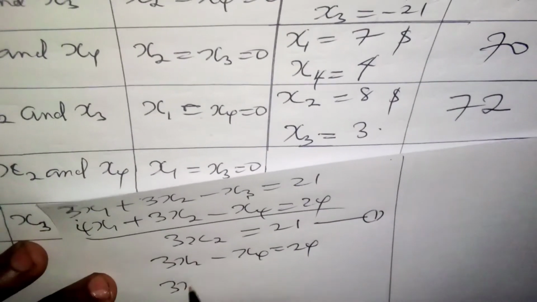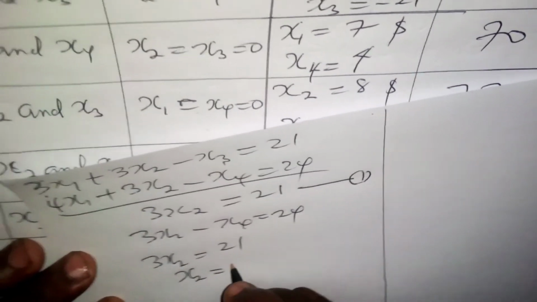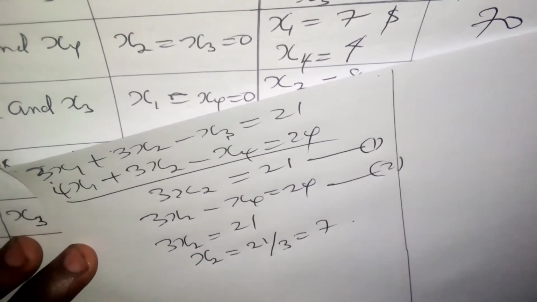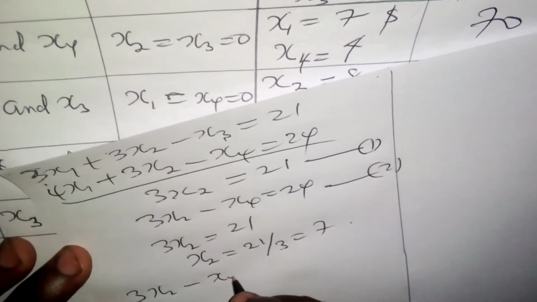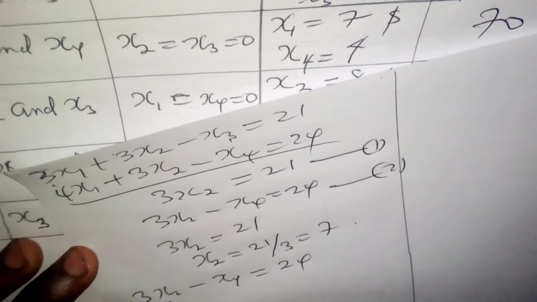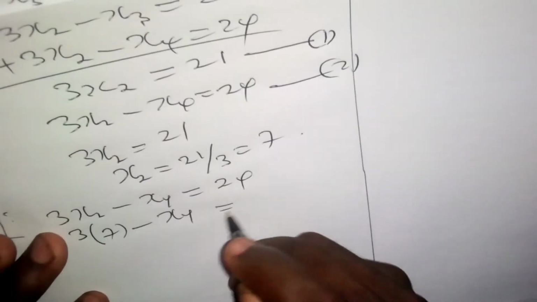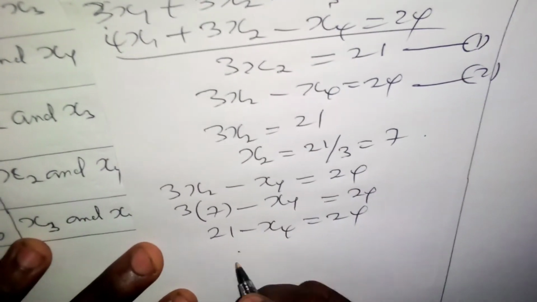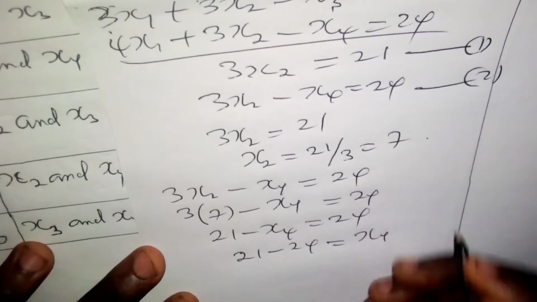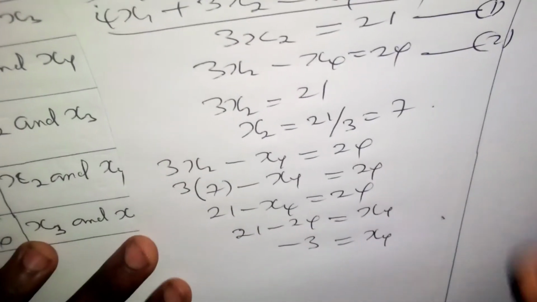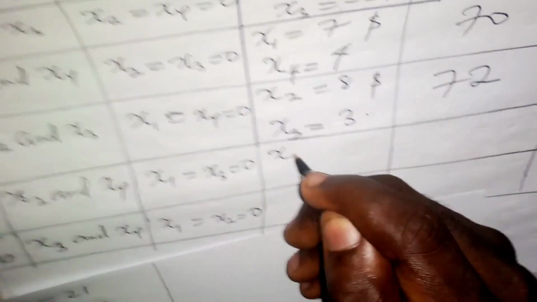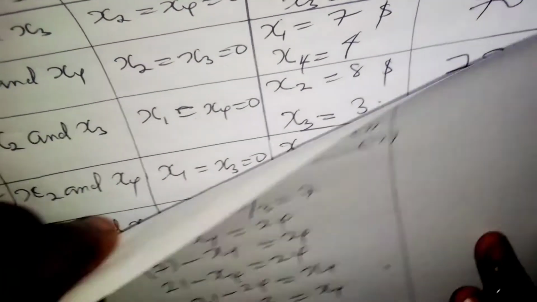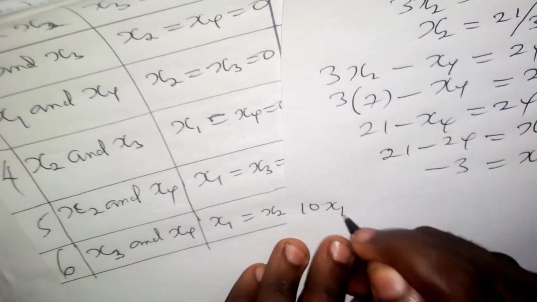Solving this one first, 3x2 equals 21, x2 equals 21 over 3, which is 7. Then imputing into equation 2 to solve for x4, 3x2 minus x4 equals 24. 3 into 7 minus x4 equals 24, which will give us 21 minus x4 equals 24. So we have 21 minus 24 equals x4, and here is minus 3 equals x4. So at this stage here, we have our x2 equal to 7 and our x4 equal to minus 3.